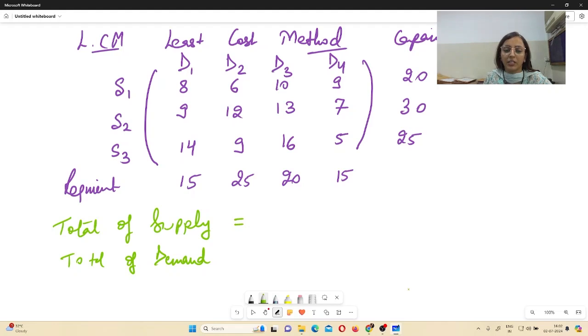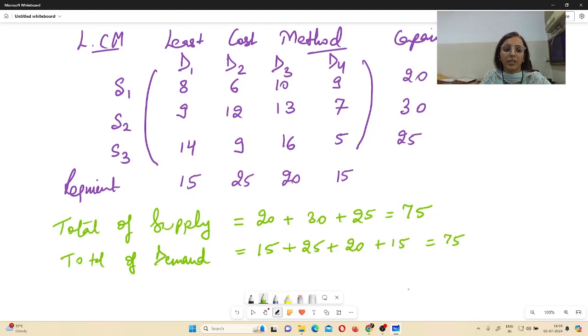Total of supply, that is capacity, is 20 plus 30 plus 25, which equals 75. Next is your demand, or we can say requirement: 15 plus 25 plus 20 plus 50, which again equals 75. That means demand and supply are equal, so there is no need to create a dummy row or column.